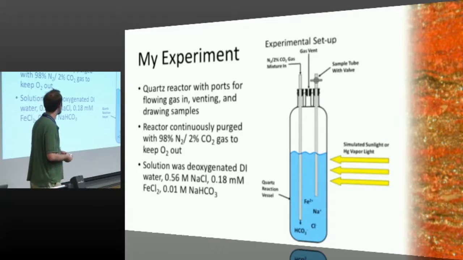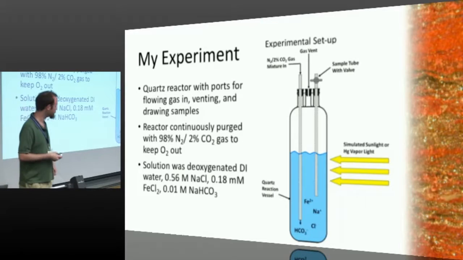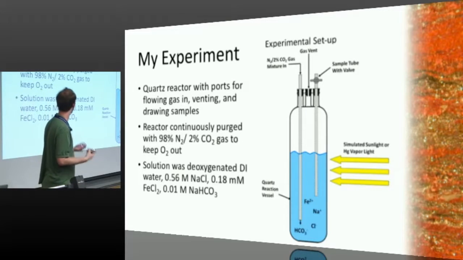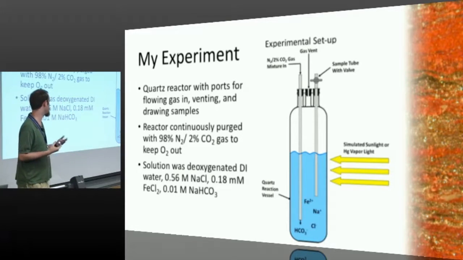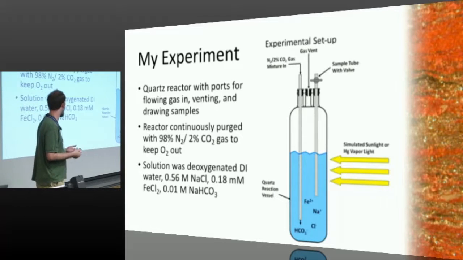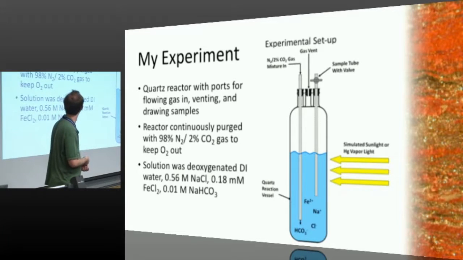But I went back to re-examine this. So I used a quartz reactor with ports for flowing gas in, venting, drawing samples, continuously purged with nitrogen and CO2 gas, which 2% CO2 is not unreasonable for the Archean. And that's to keep oxygen out, because this is extremely sensitive to oxygen. Solution was deoxygenated DI water, sodium chloride, iron, and bicarbonate.